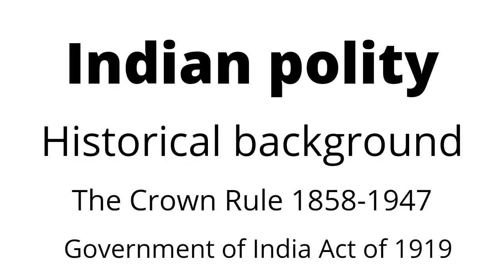Indian polity, historical background. The Crown rule from 1858 to 1947. Government of India Act 1919. In August 1917, the British government declared for the first time that its objective was the gradual introduction of responsible government in India. The Government of India Act 1919 was thus enacted, which came into force in 1921. This act is also known as the Montagu-Chelmsford reforms.